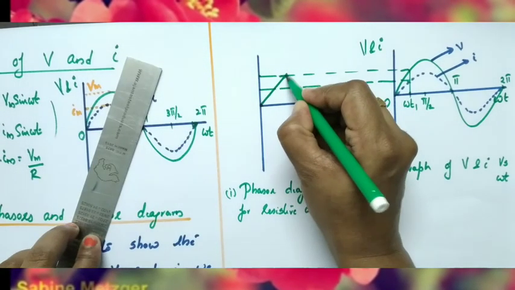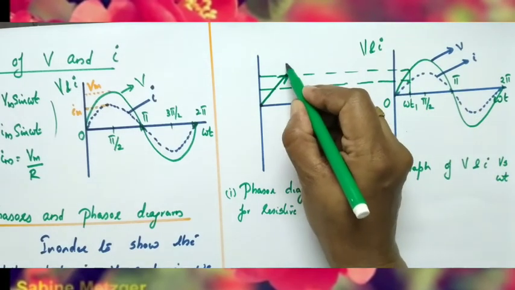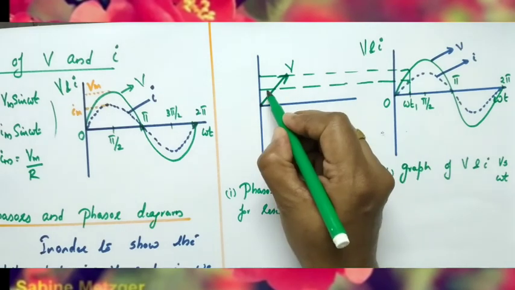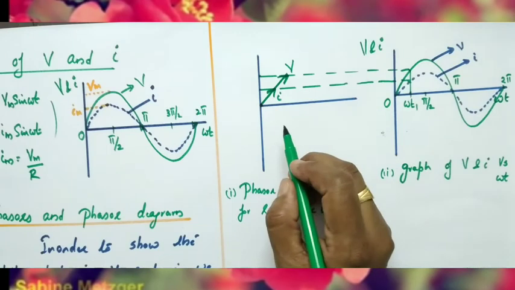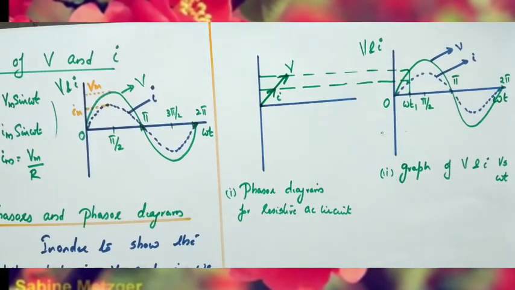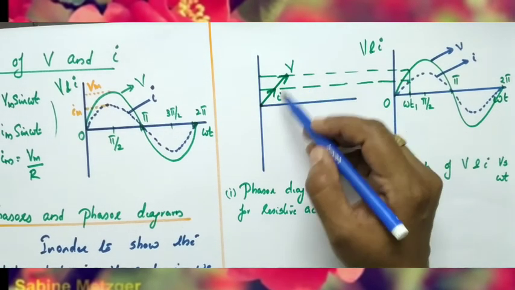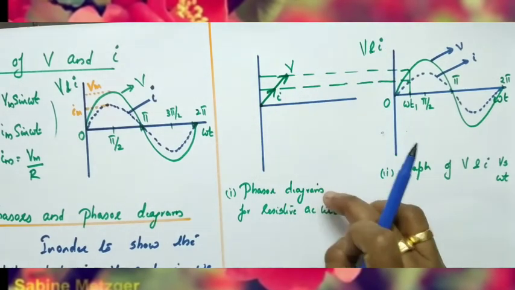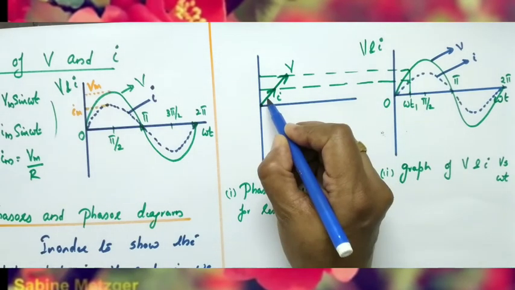This vector represents, this is the voltage from the voltage curve, no? So this represents the voltage phasor. Here this represents the current phasor. The bigger one represents the voltage phasor and the smaller vector represents the current phasor. What does it mean? Voltage and current are in phase, so the line is the same. Since voltage and current are in phase, this represents the phasor diagram when AC voltage is connected to a resistor.